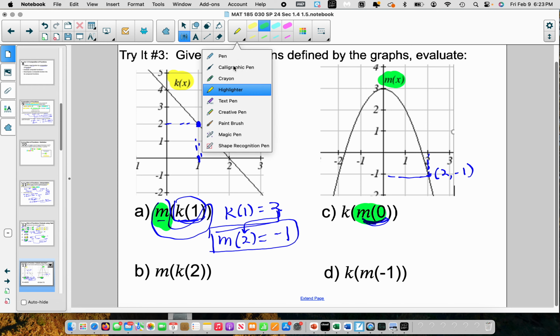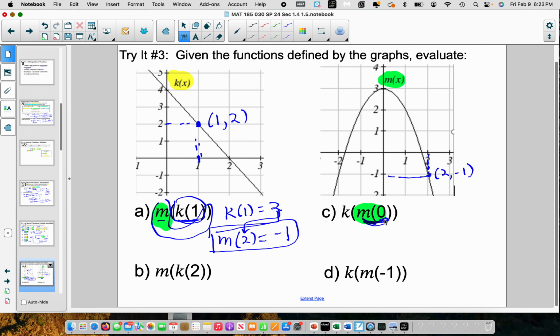So I want to look at my input 0. Here's my 0. What's my output? I'm going to read my graph all the way up here. When I input 0, my output is 3. So m of 0 is equal to 3.